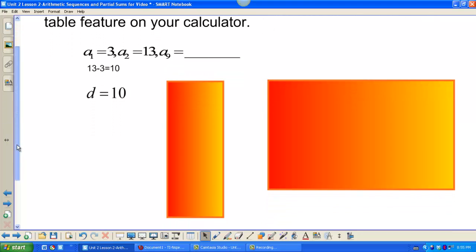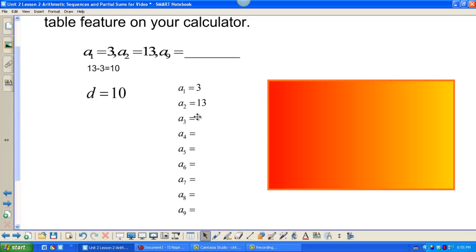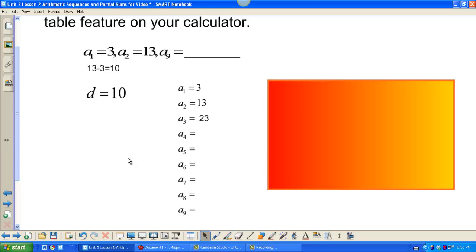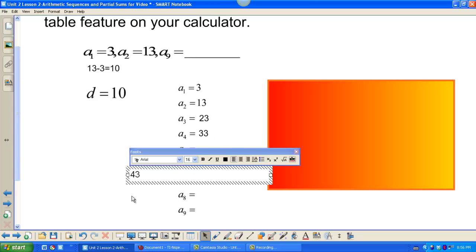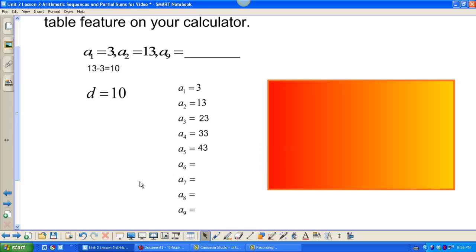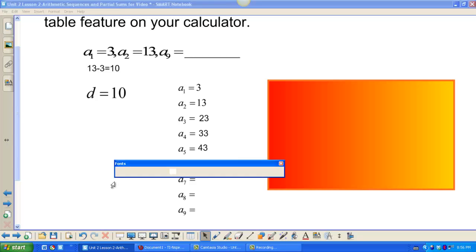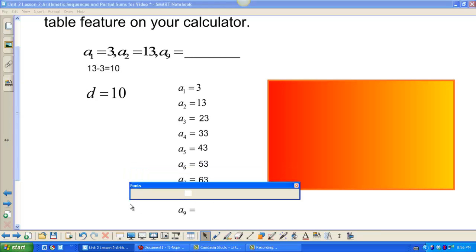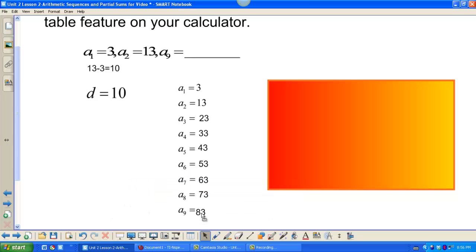Now, you could do this the quote-unquote long way. Knowing that my common difference is 10, I could say a sub 1 is 3, a sub 2 is 13, and I could keep adding 10. So a sub 3 is going to be 23. A sub 4 is going to be 33. A sub 5 is going to be 43. A sub 6 is going to be 53. Again, I'm just adding 10 to the previous term. The 7th term is going to be 63, the 8th term is going to be 73, and the 9th term is going to be 83. So that is one way that you could have gone about this problem.